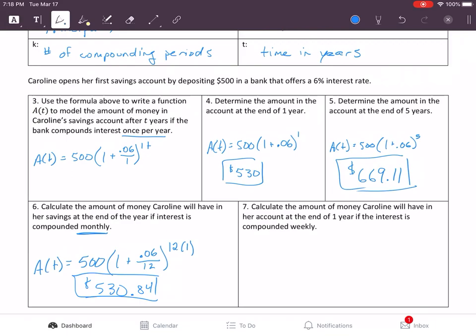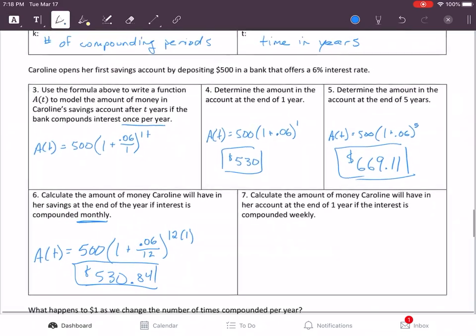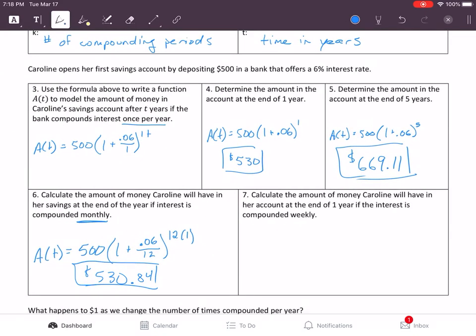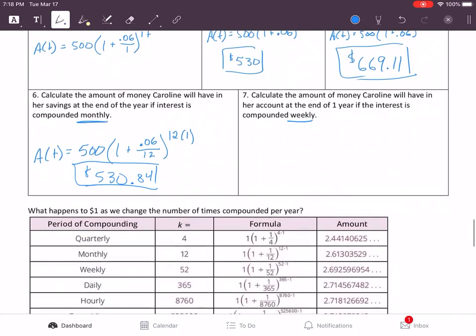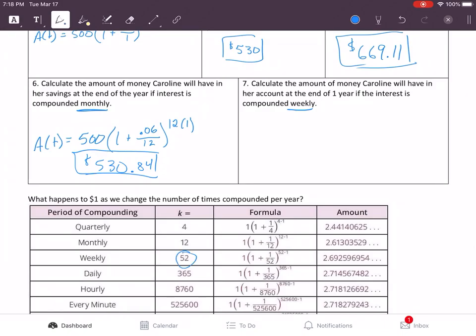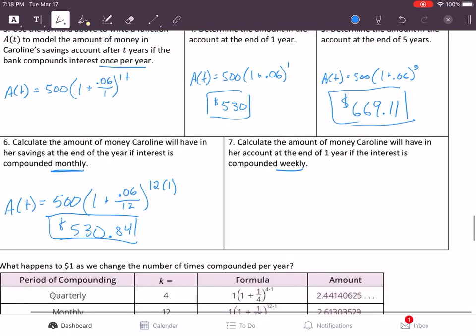All right, we can see that again in number 7. Okay, so again, we're going to do the same thing as we did in number 6, but this time we're going to do it weekly. So weekly, if you don't know how many weeks are in a year, we look down here. Weekly would be 52. Okay, so we have A of t equals 500 times 1 plus 0.06 divided by 52. And then 52 would be the K value, and the year is still 1, so that's going to be our equation.